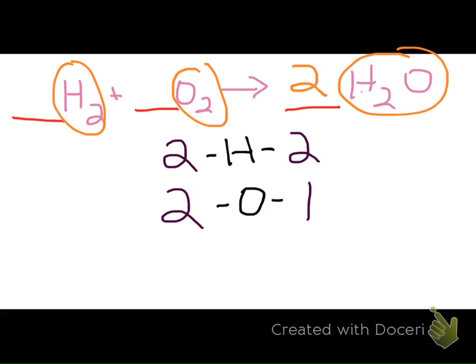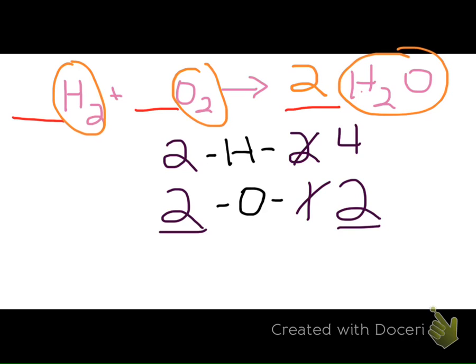So now what do we have? How many hydrogens are on the right side? 4. Dang it. All right, now we got 4. How many oxygens are on the right? 2. Hey, that makes us happy because now they're balanced. You got 2 and 2, but we don't have equal hydrogens. All right, so now what do we do? Yeah. What do we do?